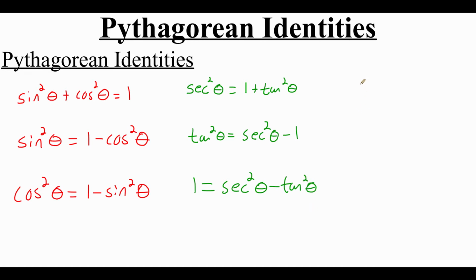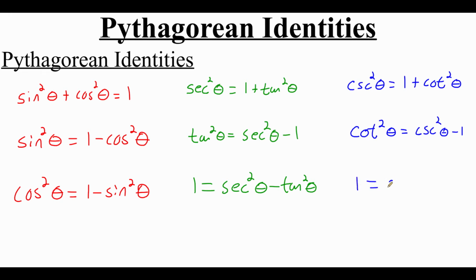And my last Pythagorean identity says the cosecant squared of theta is equal to 1 plus the cotangent squared of theta. And again, I can rearrange this by moving pieces around within this equation. So I could subtract the 1 over to the other side, and then I could write it as the cotangent squared of theta is equal to the cosecant squared of theta minus 1. Or I could subtract the cotangent squared over to the other side, and my identity would say 1 equals the cosecant squared of theta minus the cotangent squared of theta.